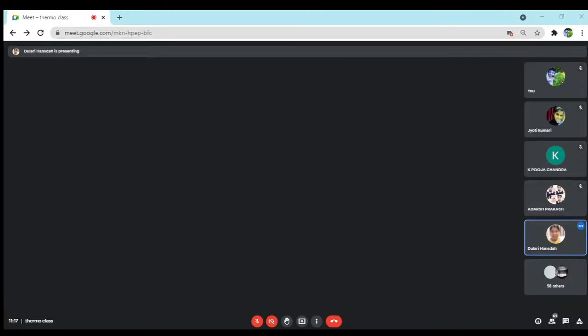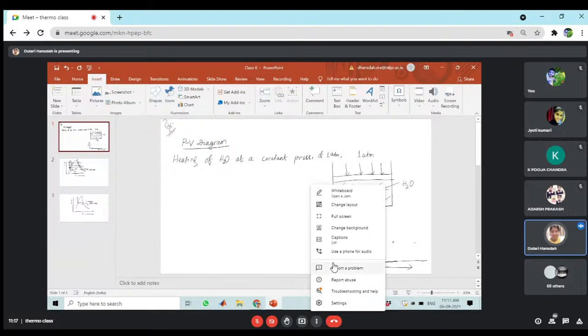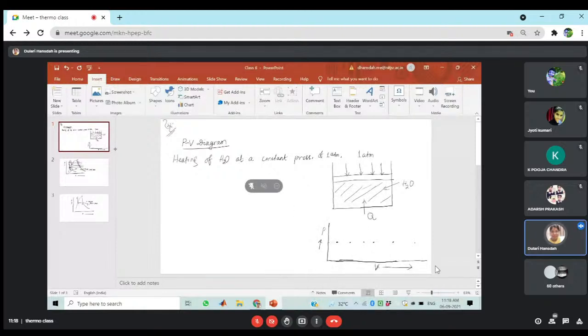We will discuss the PV diagram, which is one of the property diagrams. Here, PV means the pressure and volume diagram for a pure substance. In the previous class we discussed the temperature diagram, in which we considered two states of the pure substance, that is liquid state and vapor state, right?